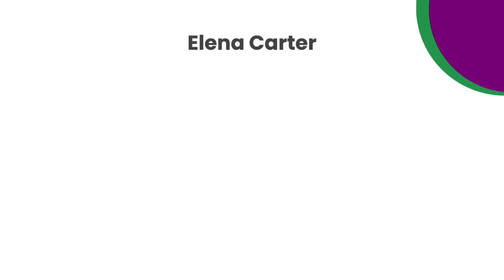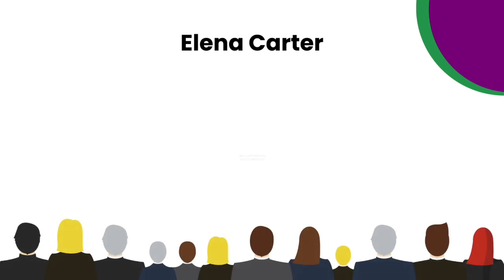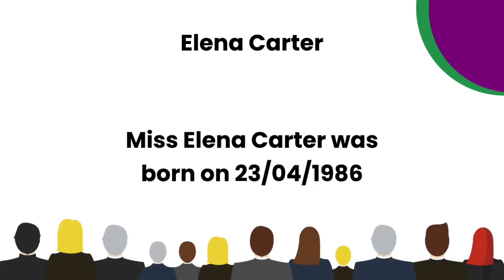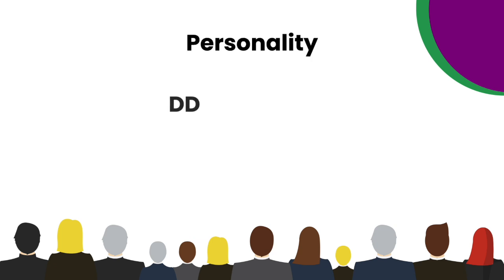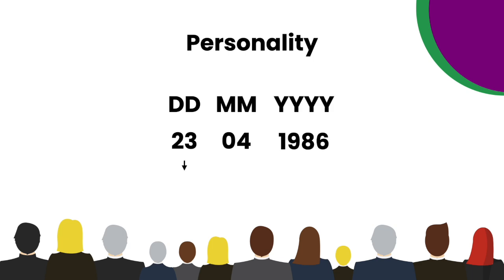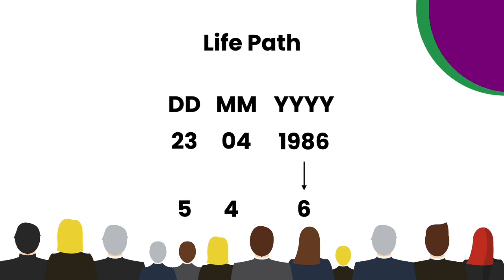So let's take an example of a fictitious woman. Miss Alina Carter was born on 23rd of April 1986. Let's create the Loshu grid and get to the analysis. So break down the birth date. Step number 1, reduce the day, in this case 2 plus 3 equals 5. Just write it down. We call it the personality number.